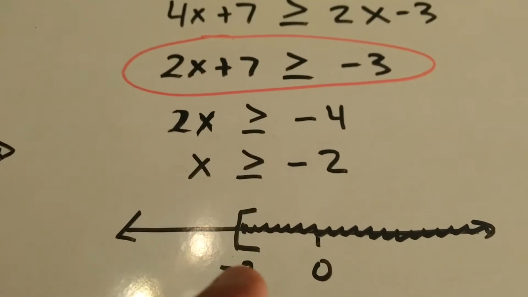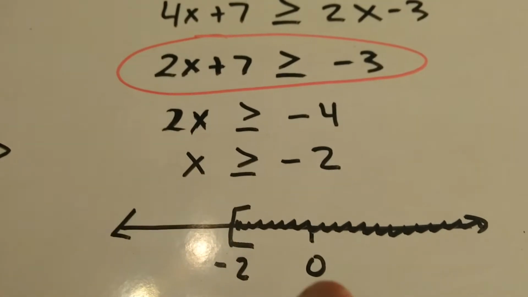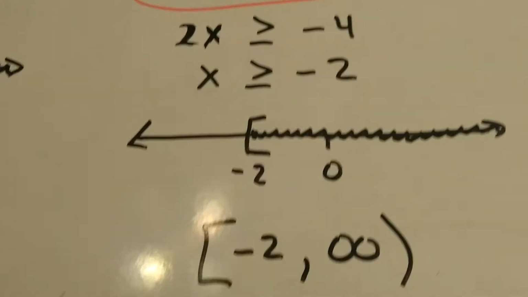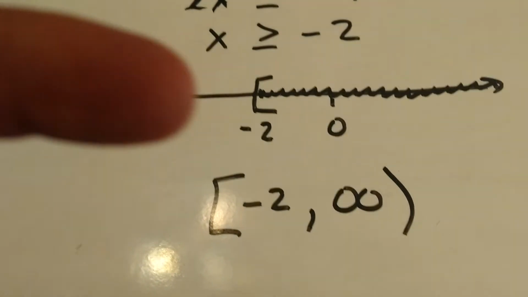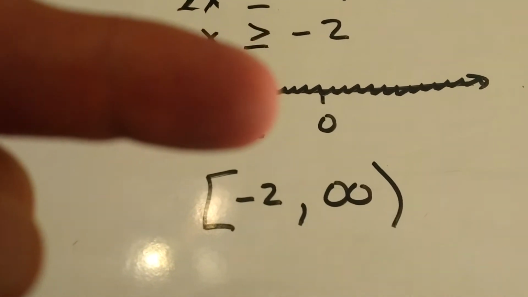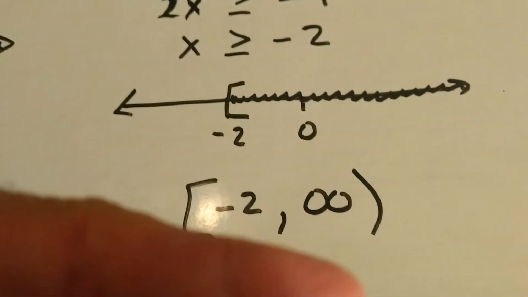Greater than or equal to is a bracket. Starting at negative 2, there's my 0, telling me to shade to the right. I do my interval notation. Coming from the left, first thing I hit is the bracket, negative 2. Where am I going? Positive infinity, parentheses.